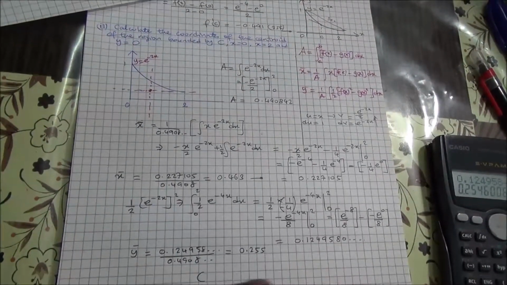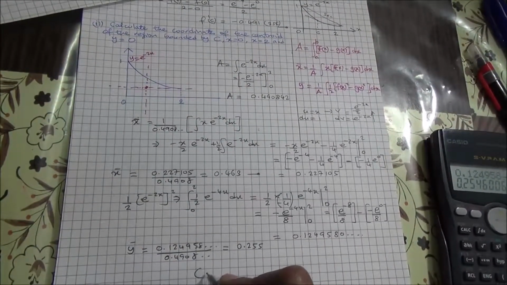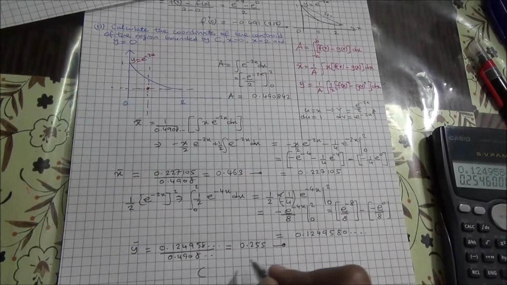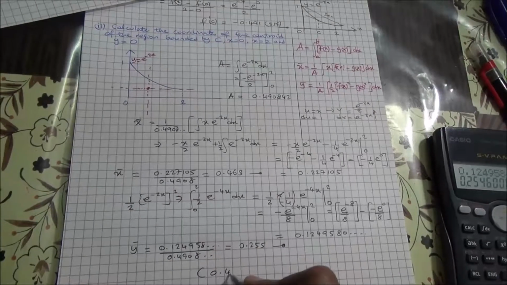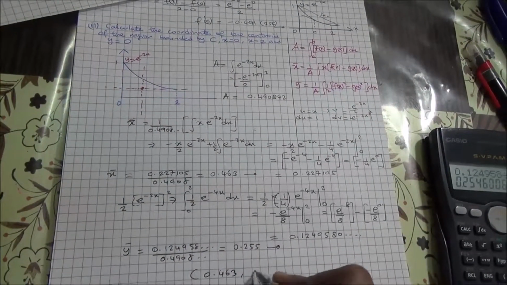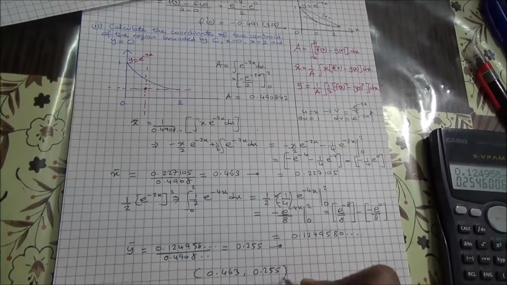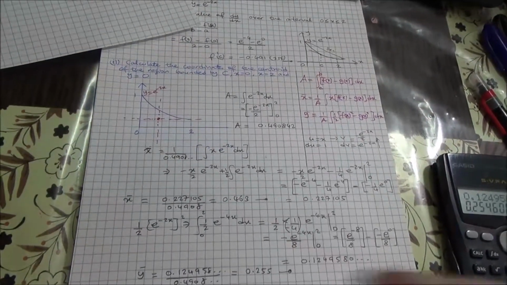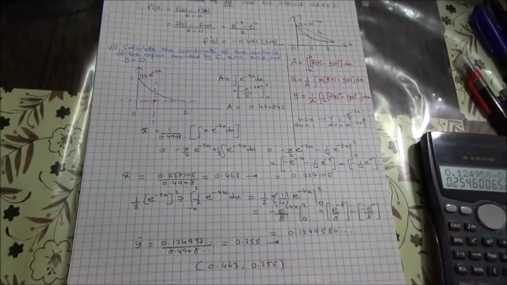Therefore, here we go. These are the coordinates of the centroid. So this should be your answer there: 0.463 and 0.255. All right, so I hope this has been of help. Okay, let's take this away, and here we go.